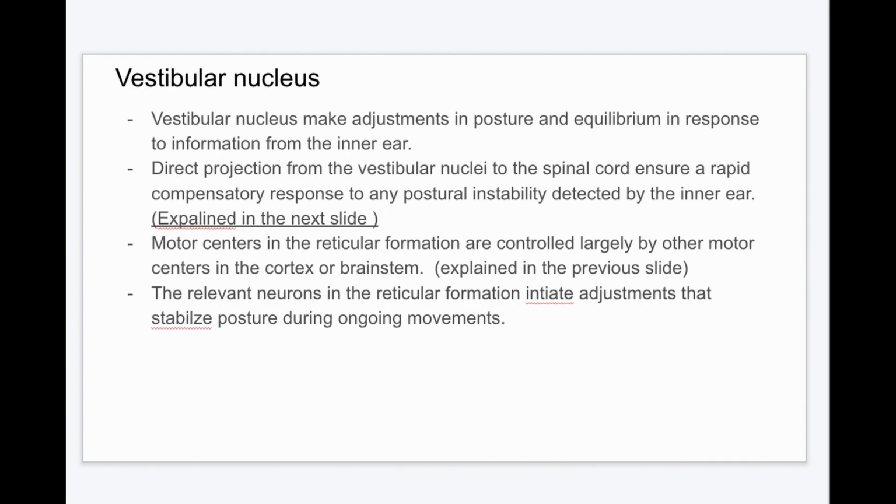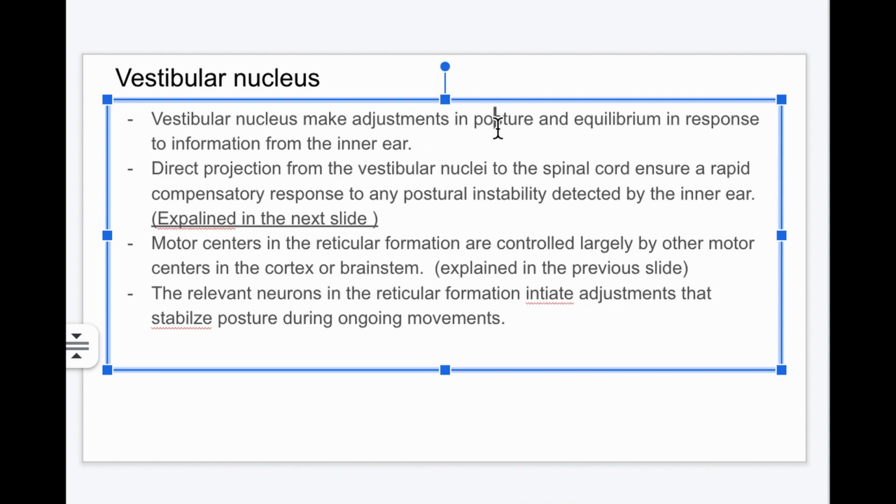The vestibular nucleus is the nucleus that makes adjustments in posture and equilibrium in response to information from the inner ear. So what does that mean? That basically there are going to be direct projections to the vestibular nucleus and the spinal cord to ensure a rapid compensatory response to any sort of posture instability detected by the inner ear.